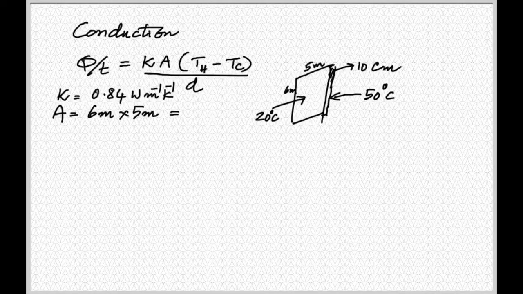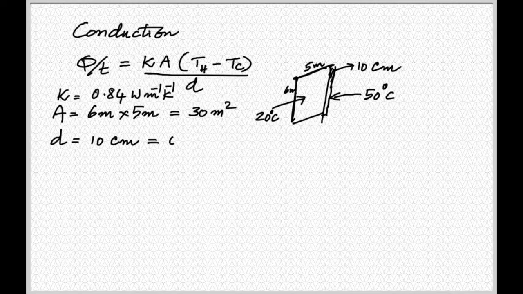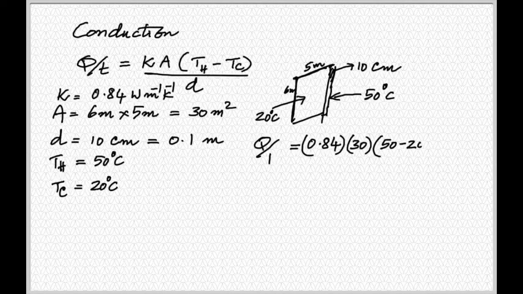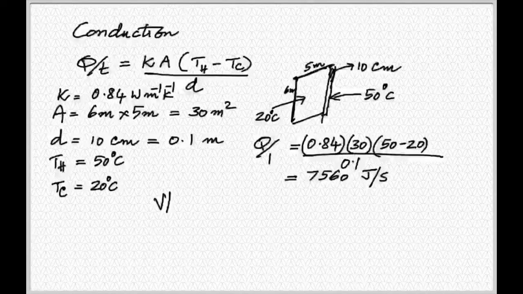And the area of the face in this case is 6 times 5, right? 6 times 5 is the area, which is 30 meters squared. And d is the thickness, which is in centimeters, so I've changed it to meters. TH is 50, TC is 20. Plug it into the formula, we get the quantity of heat conducted in 1 second. So t here is time, and we get the quantity of heat conducted in 1 second as 7560 joules per second.